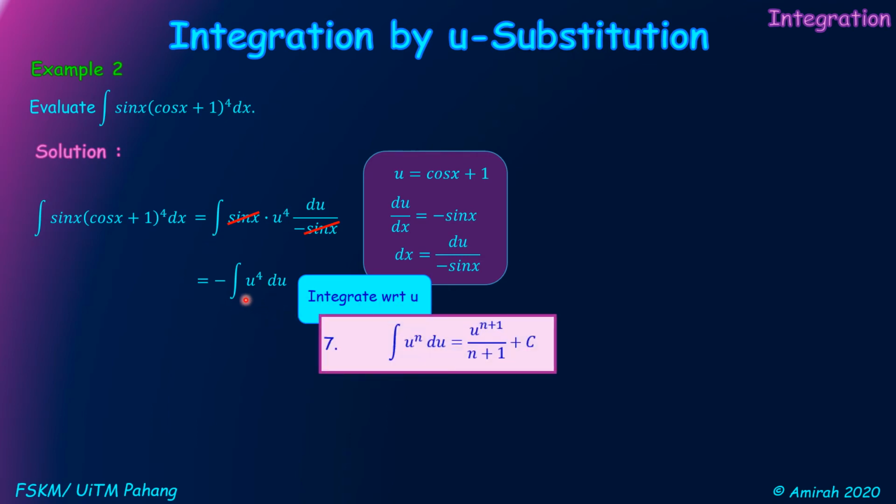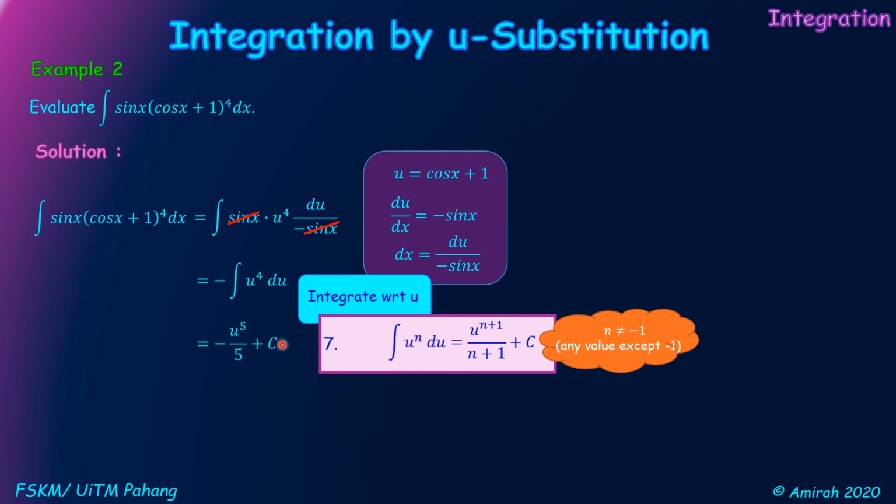From here, we use the formula integration of u to the power of n du equals u to the power of n + 1 over n + 1 + c. This is the power rule. And we use this formula when n does not equal negative 1. And 4 here does not equal negative 1. So if n does not equal negative 1, or any value except negative 1, we can use the power rule. Power rule in integration, we need to add 1 to the original power.